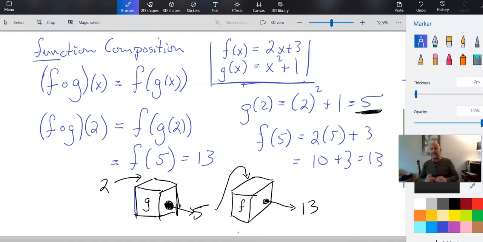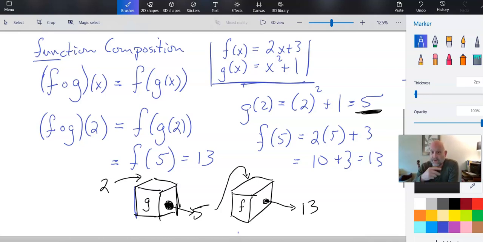So really what we're doing is we're taking a number and we're feeding it through one function at a time, taking the output from one function and making it the input for the other function. And again, you notice, f composed with g of 2 ends up being 13. So you end up running it through both of these.